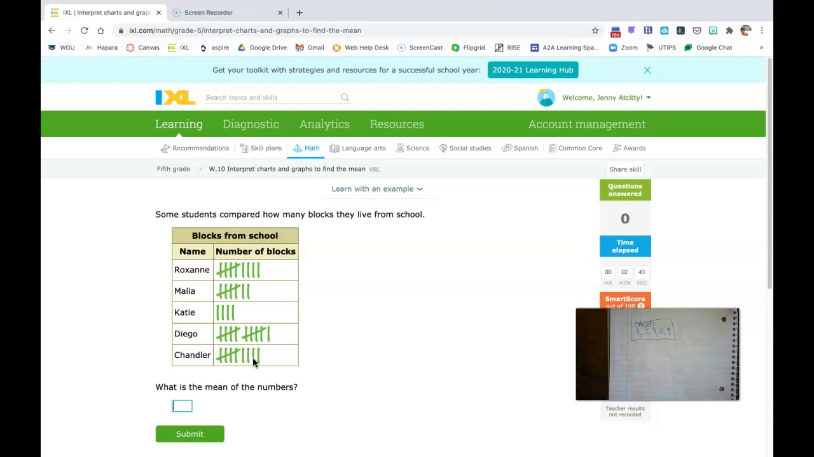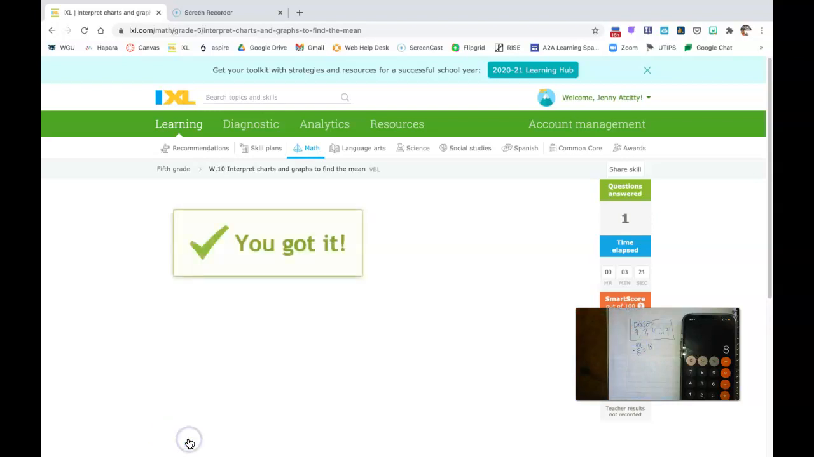Now I need to calculate the mean, and in order to do that, I'm going to use my calculator, and I have it right here in front of me. So I'm going to add up the numbers in the data set and then divide by how many numbers I have. So I'm going to add 9 plus 7 plus 4 plus 11 plus 9. And my sum is 40, but then I need to divide 40 by 1, 2, 3, 4, 5 because there's 5 numbers in my set. So 40 divided by 5 gives me a mean of 8. So the mean of the numbers is 8, and I'm going to click submit.